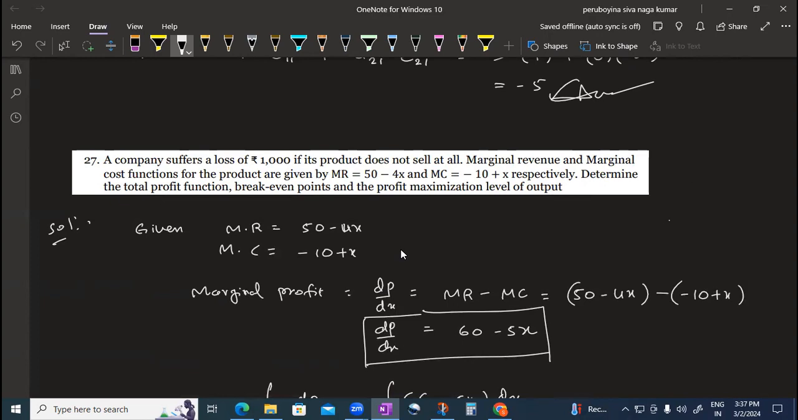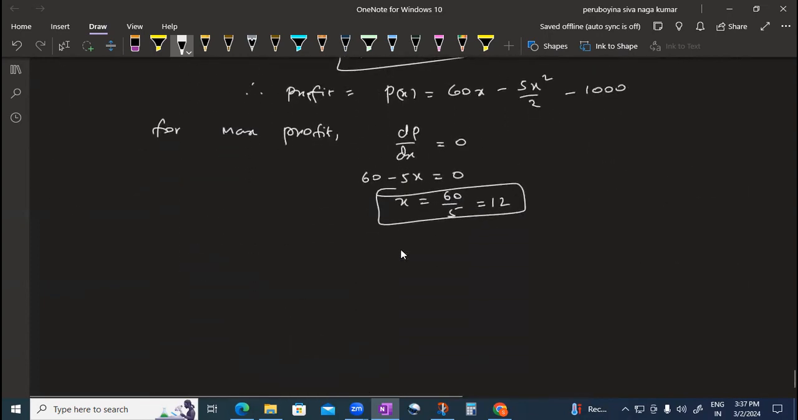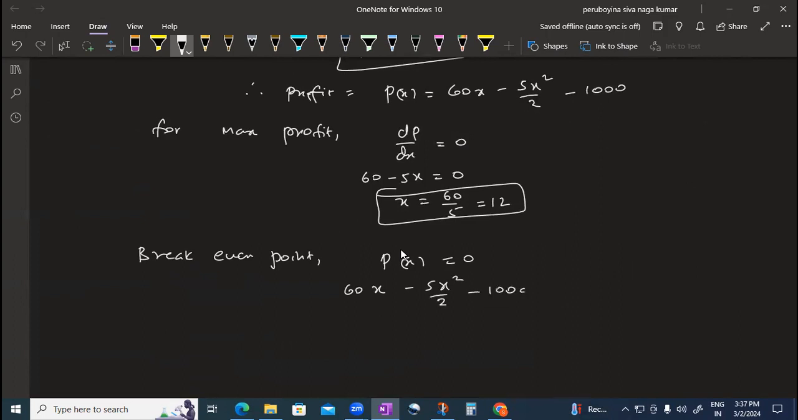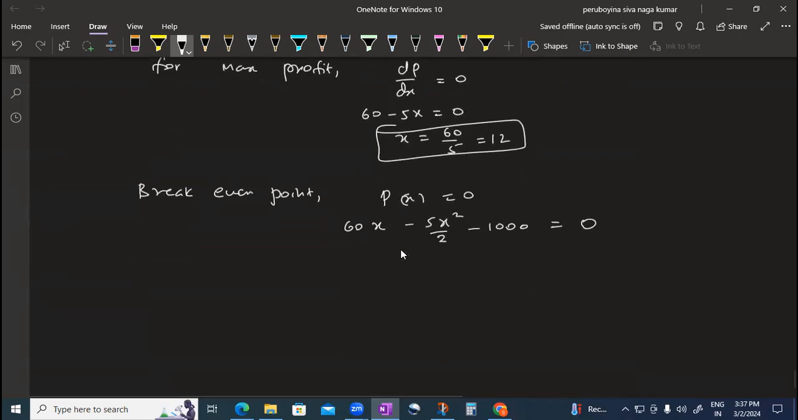And it is asking for the break-even point. For the break-even point, the profit value will be 0. So profit means 60x minus 5x squared by 2 minus 1000 is equal to 0. This is actually a quadratic equation.